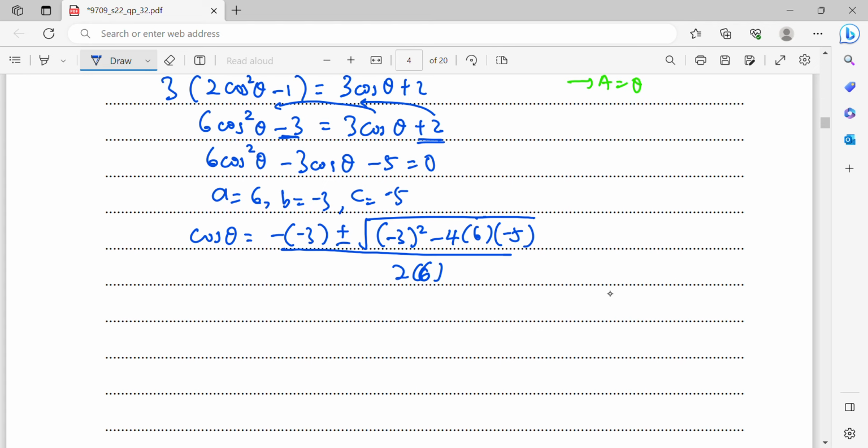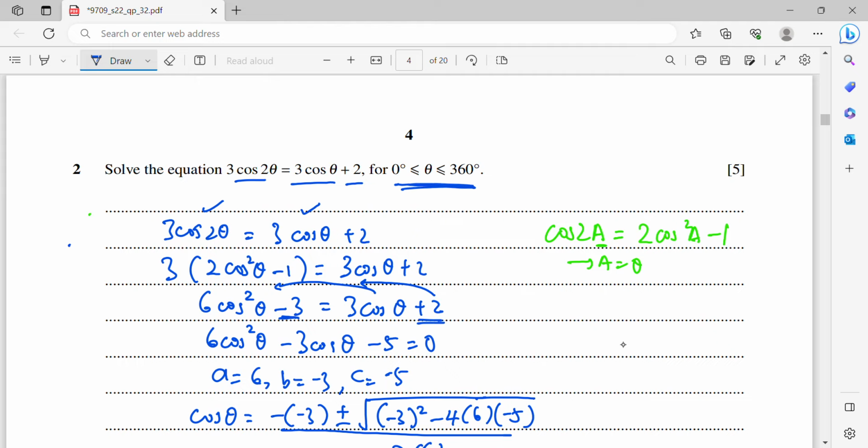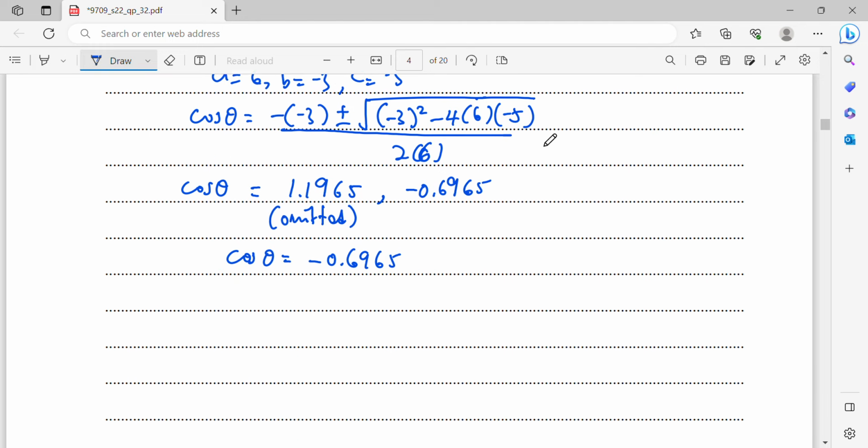Using this formula, you will be getting 2 cos theta values. The first value is 1.1965. Another value is negative 0.6965. We should realize that cos theta maximum is 1, minimum is minus 1. That means the first value is ignored. So our cos theta is negative 0.6965. Looking at the interval of theta, it is from 0 to 360 degrees, means that you can accept all 4 quadrants.